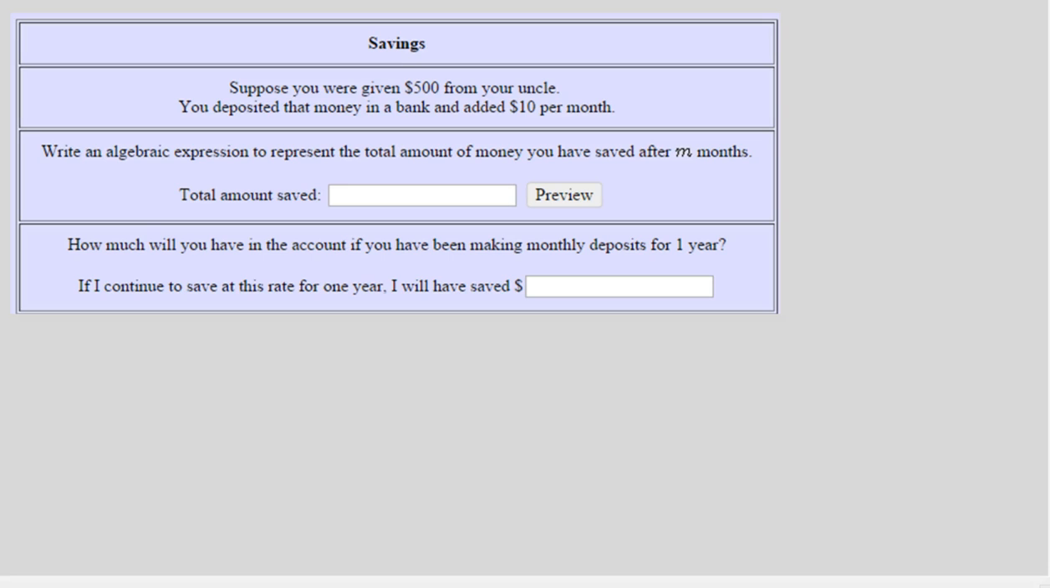Let's begin by reading through the problem and highlighting important information. So this says, suppose you were given $500 from your uncle. So you're given $500, you deposit the money in the bank, and you add $10 per month. Now they want us to write an algebraic expression to represent the total amount of money you have saved after M months.